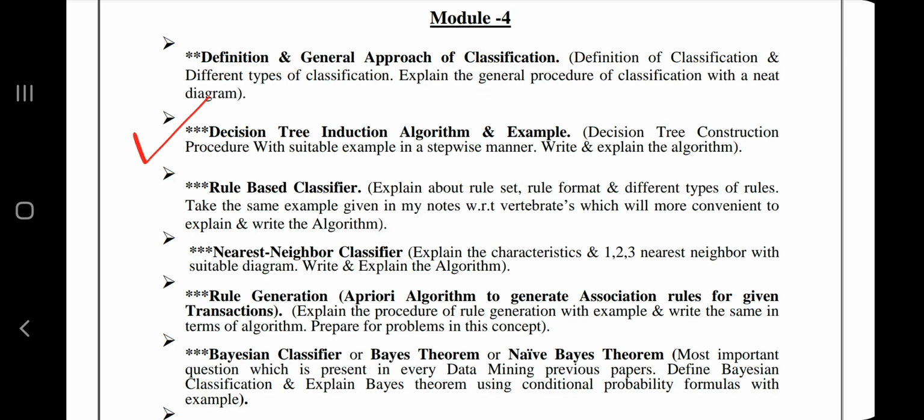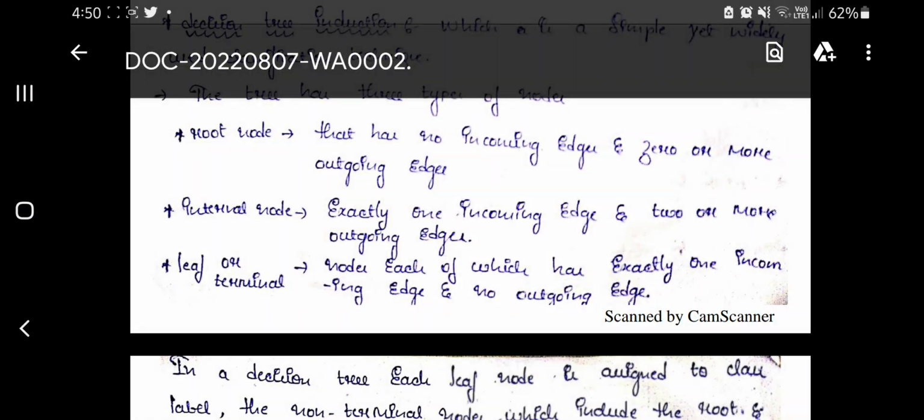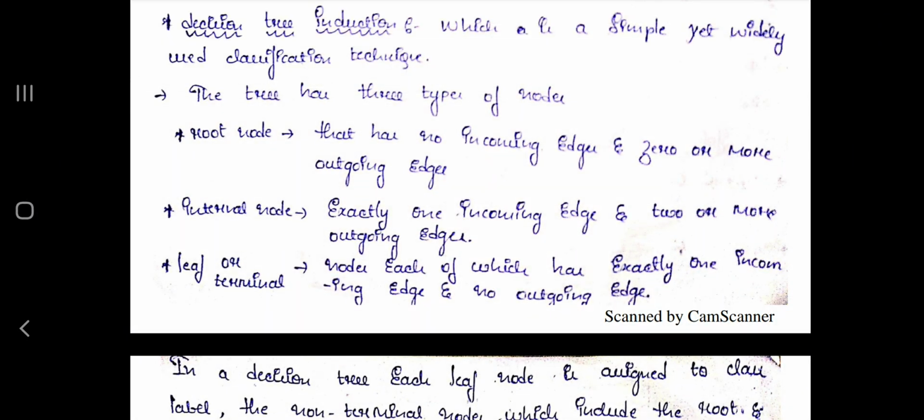The next important concept is the decision tree algorithm with an example. What is the decision tree construction procedure with an example? We have to explain it in a stepwise manner and write and explain the algorithm. Firstly, we have to know what the decision tree induction algorithm is. First, let's understand this algorithm, then we will see the example, and then we'll see how to write it stepwise.